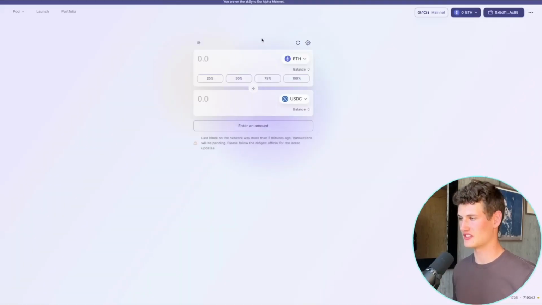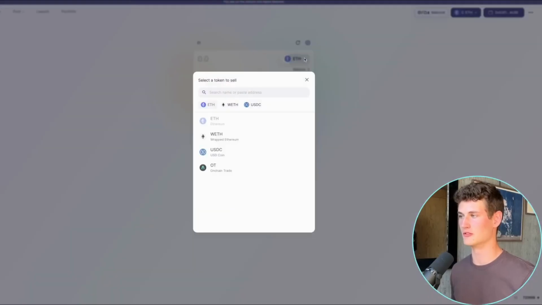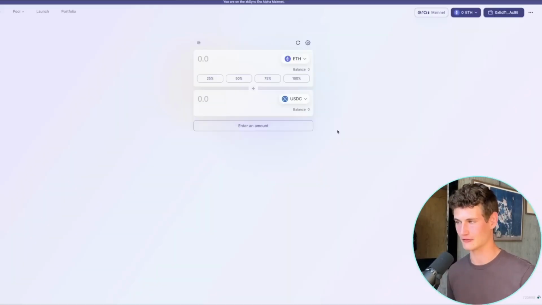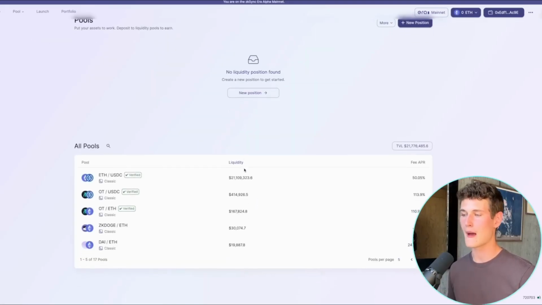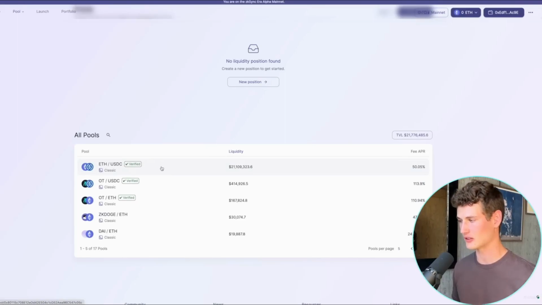ZkSwap is very similar. As you can see, you're also able to swap assets. At the moment, there aren't that many assets that have launched on ZkSync Era yet, so it's primarily just USDC and wrapped Ethereum. Here on ZkSwap, you can also go to pools here and provide liquidity into one of these liquidity pools, like for example Ethereum and USDC here, which is at the moment actually also generating a quite large APR from the fees being generated by this pair here.